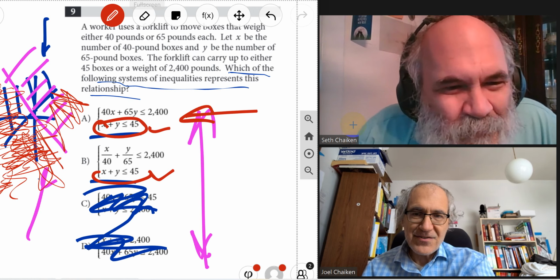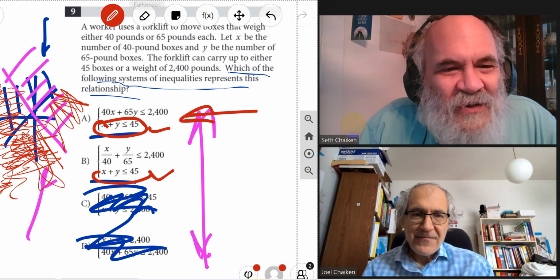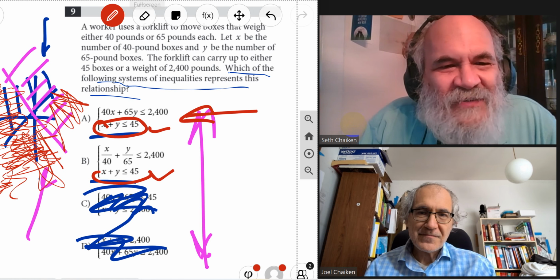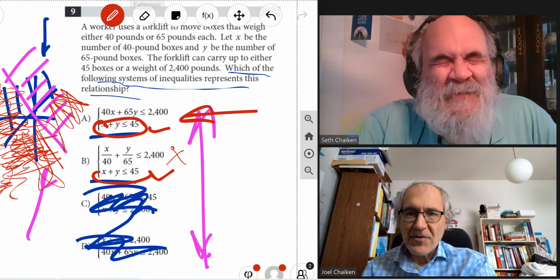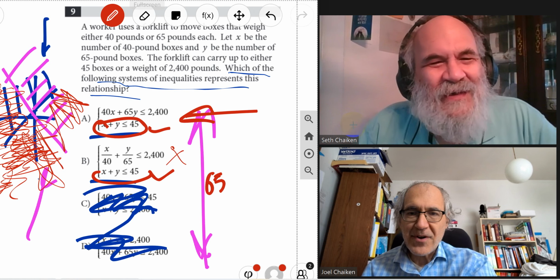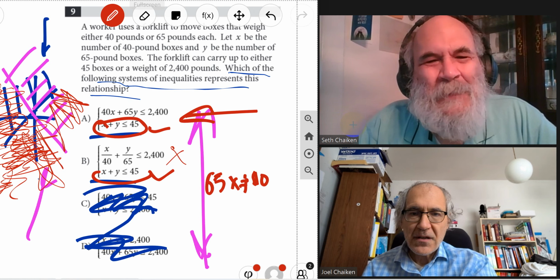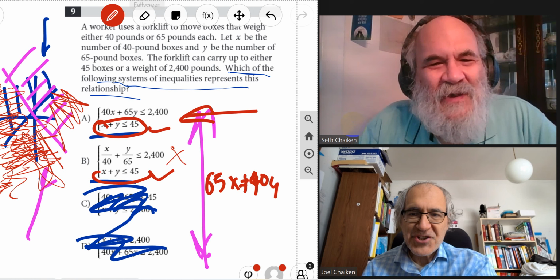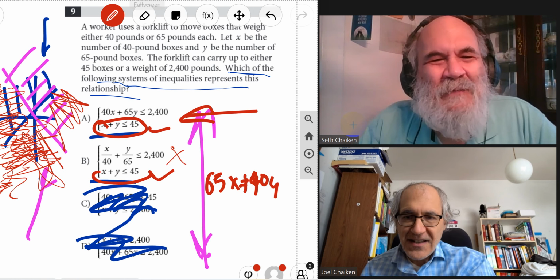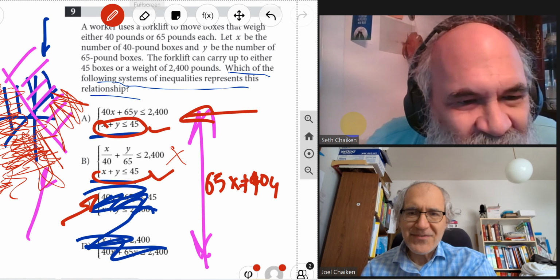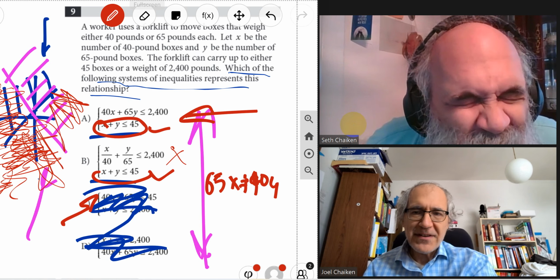This is ridiculous. You don't divide. Well, they could have. Yeah, there's a distractor. What they could have said, I'm surprised they didn't do this, is 65X plus 40Y. Oh, yeah, mix up X and Y. They could have done that. No, they did it here. They did mix it up.